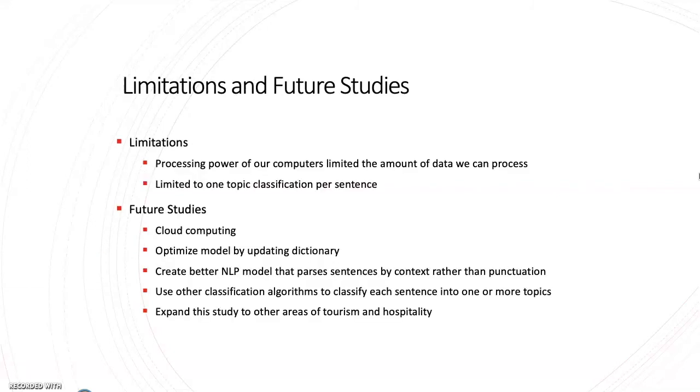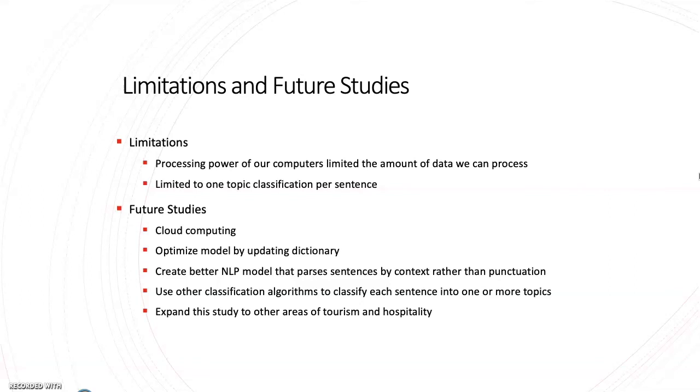Finally, limitations and future studies. A limitation that we incurred was the processing power of our computers. It limited the amount of data that we could process, which is why from our initial 5 million review sentences, we had to cut down to a little over 100,000 sentences. Another limitation that we had was that we were limited to 1 topic classification per sentence.